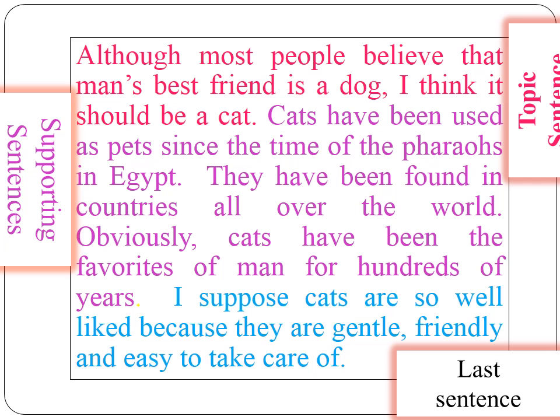Here is a sample paragraph showing the 3 main parts we talked about. In pink, we have the topic sentence. Then we have more about the topic sentence in purple. And finally, we have the last sentence in blue.